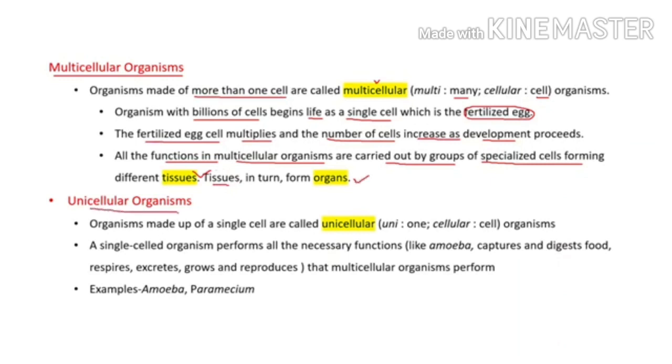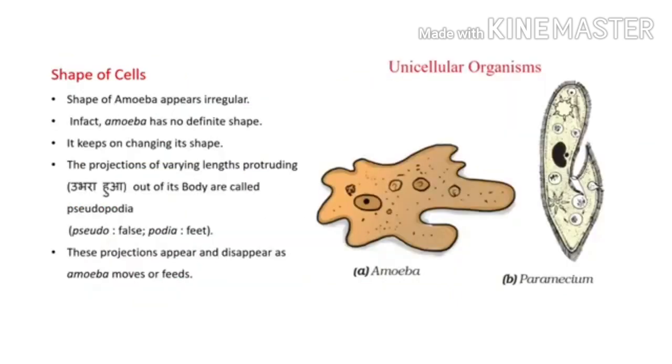When we talk about unicellular organisms, these are the organisms made up of a single cell only. Uni means one and cellular means cell. A single celled organism performs all the necessary functions that multicellular organisms perform. For example, amoeba, paramecium, etc. Amoeba captures and digests food, respires, excretes, grows and reproduces despite being a unicellular organism.